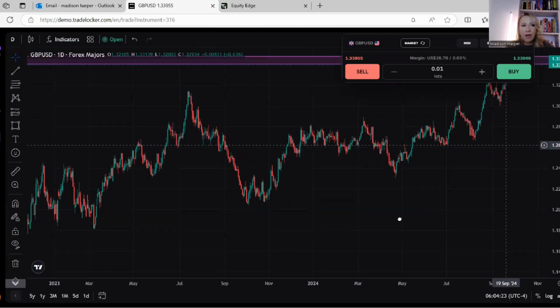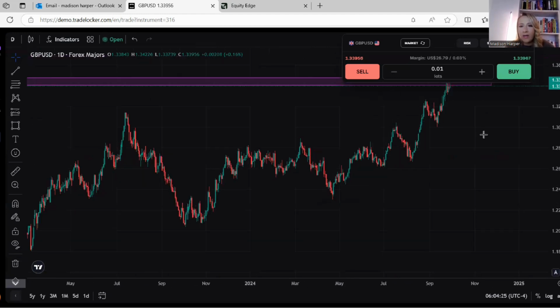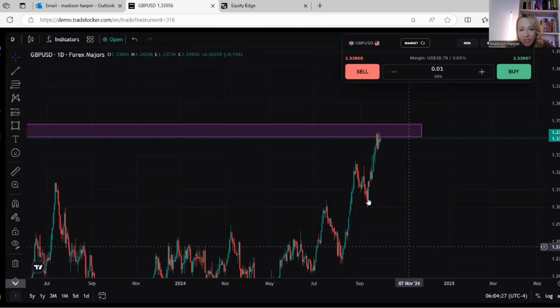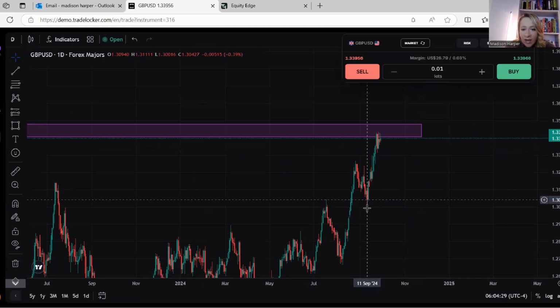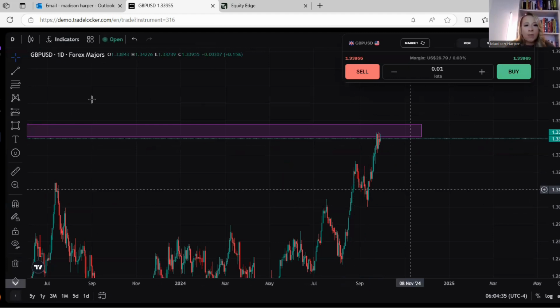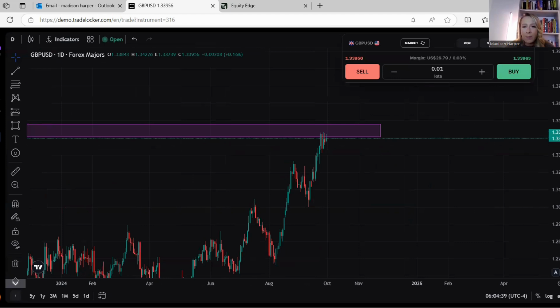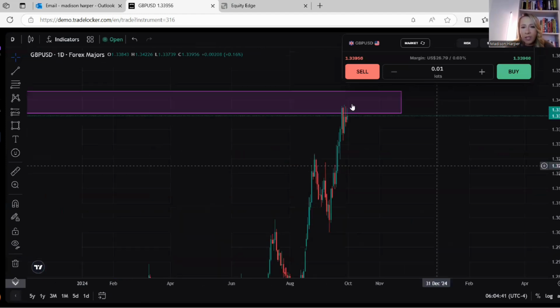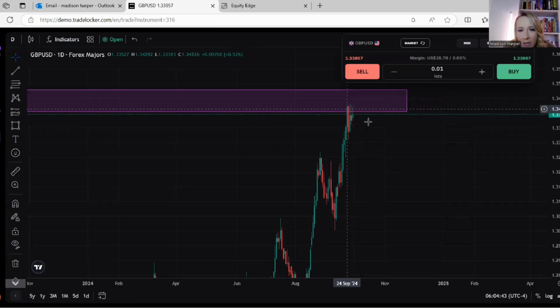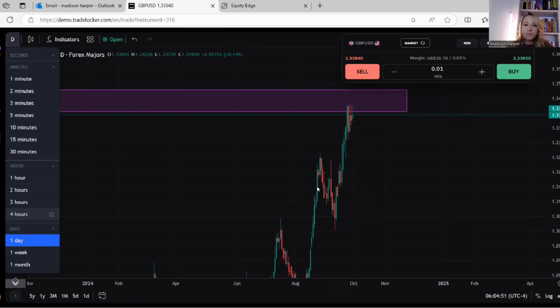As you can see on the daily, we have literally been pushing up since the 11th of September, and even that pullback before then wasn't really much of a pullback, but you can see when we zoom in to the daily that we are finding resistance at this level. For the last 1, 2, 3, 4, 5 days, we have just been rejecting that area.